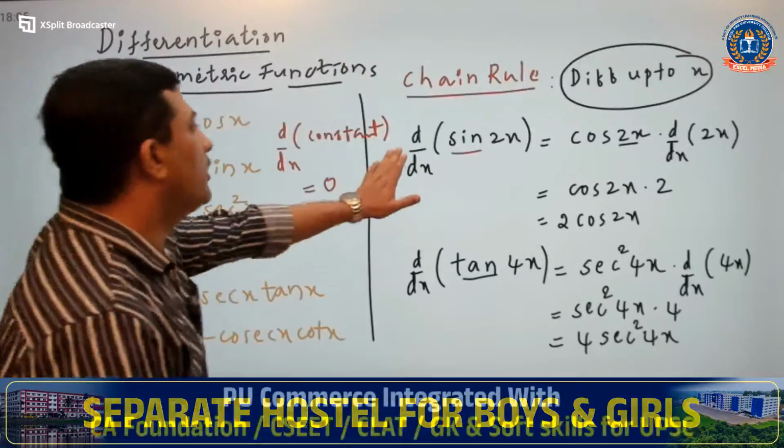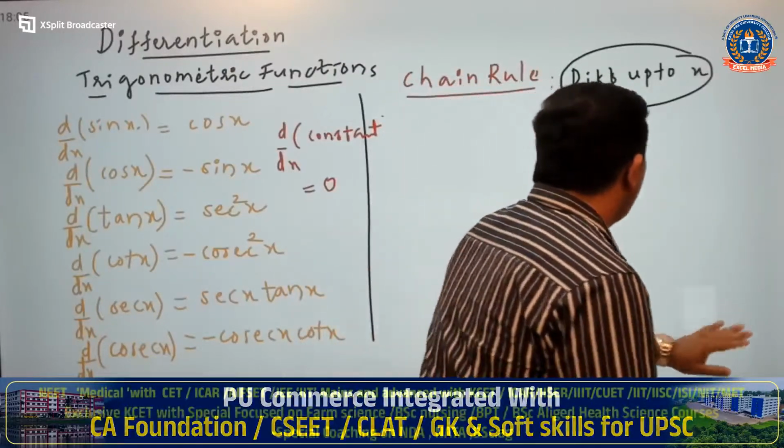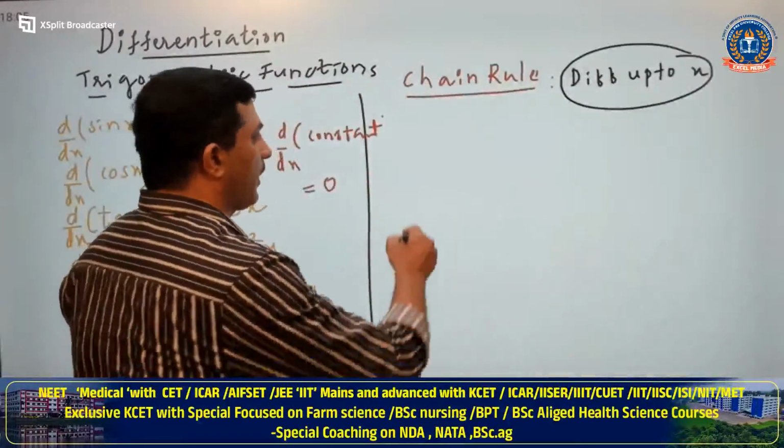Now take some more examples on the chain rule. Simple and tough, we will take all those problems.